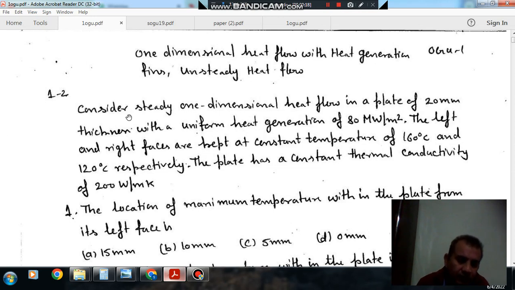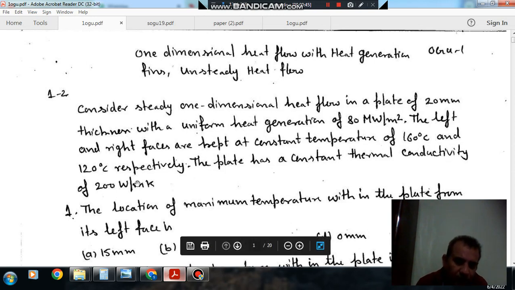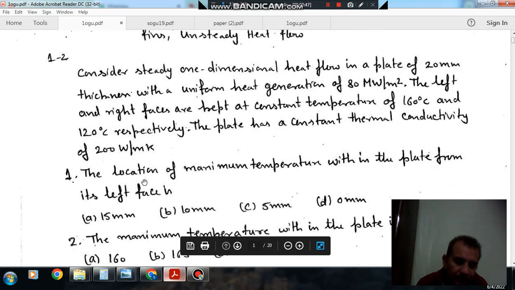Questions number 1 and 2 carry a common statement. The statement is: consider one-dimensional heat flow in a plate of 20 mm thickness with a uniform heat generation of 80 megawatt per meter square. The left and right faces are kept at constant temperatures of 160 degrees Celsius and 120 degrees Celsius respectively. The plate has a constant thermal conductivity of 200 watt per meter per degree Kelvin.